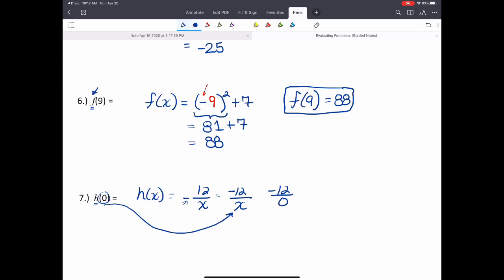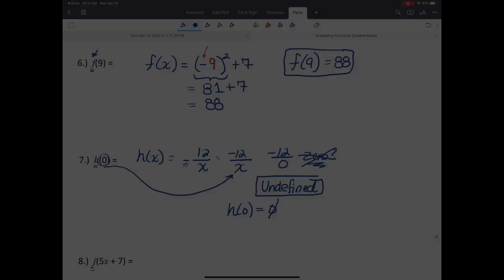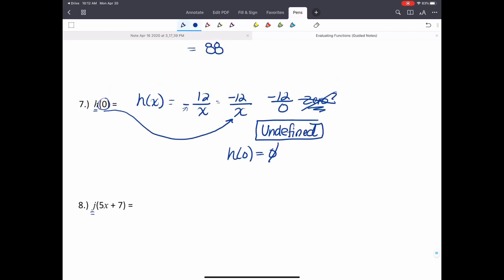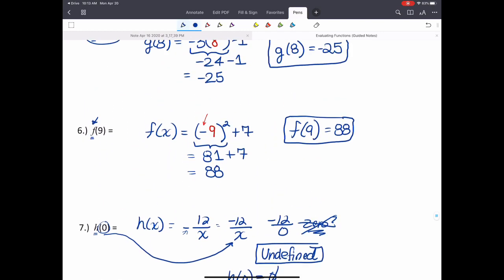And what is that? Is that 0? I don't think so, right? We know better than that. That's actually undefined. All right, so the function of 0 does not have a solution. When the independent value is 0, there's no defined output for that x value. That sometimes happens.